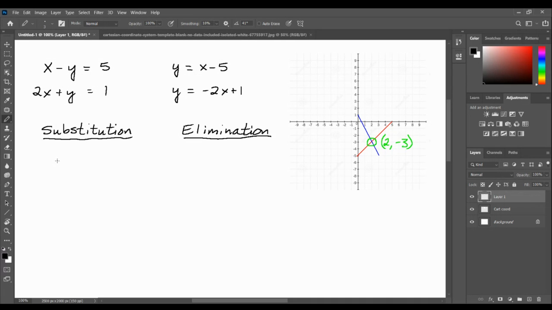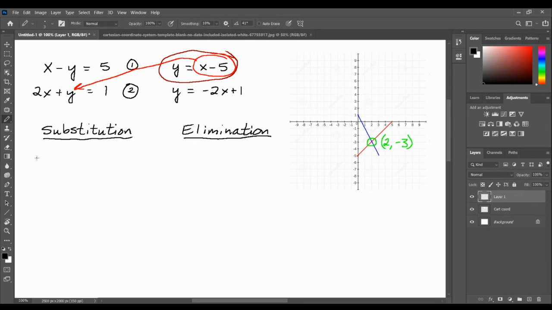With substitution, we solve one of the equations, and I'm going to number these, in terms of one of the variables. And it turns out that we actually already did that. We solved equation 1 for y. Now we know what y equals. So I can take what y equals and substitute it in for y, and actually, I need to substitute it into the other equation. So I'm going to go ahead and do that.